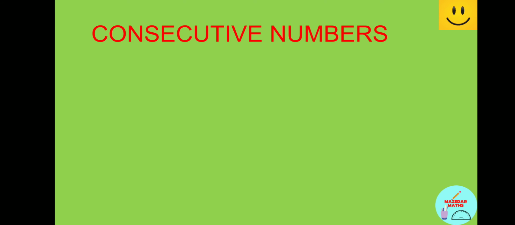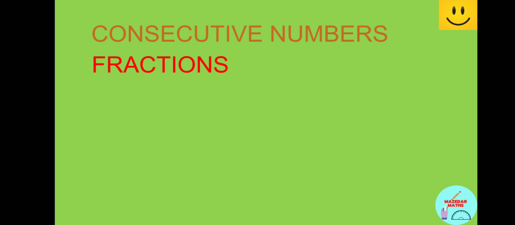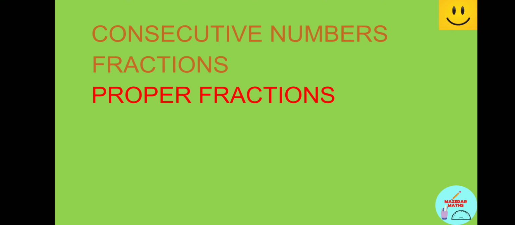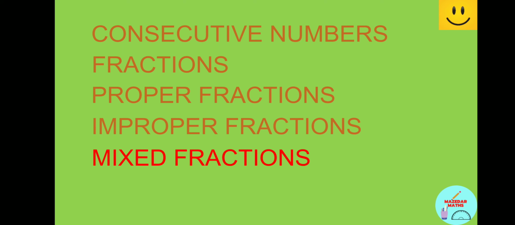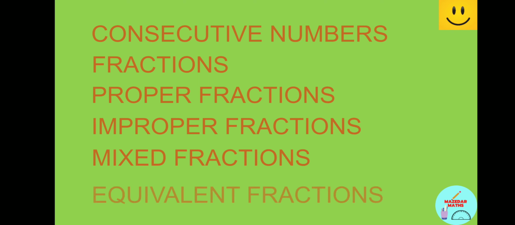Let's sum it up now. Consecutive numbers, numbers which follow each other without gaps from smallest to largest. Fractions which are in the form of a upon b and a and b are whole numbers. Proper fractions where the denominator is greater than the numerator, and improper fractions where the numerator is greater than the denominator, and mixed fractions which is represented in the form of q r upon d, and then last equivalent fractions.